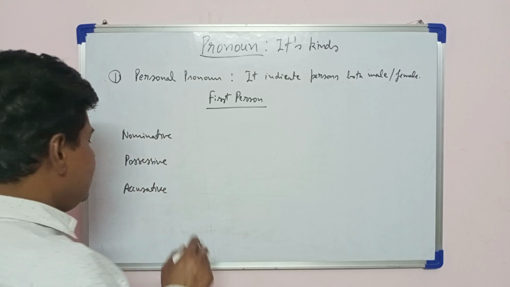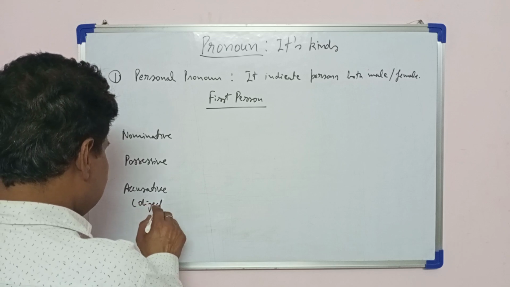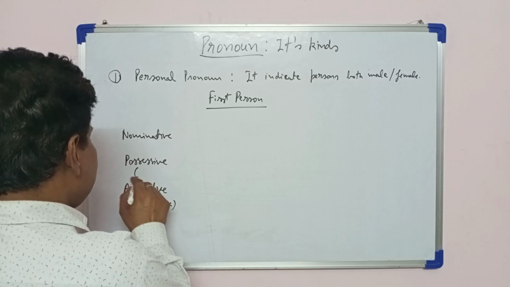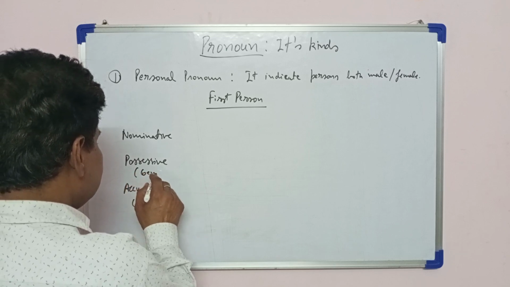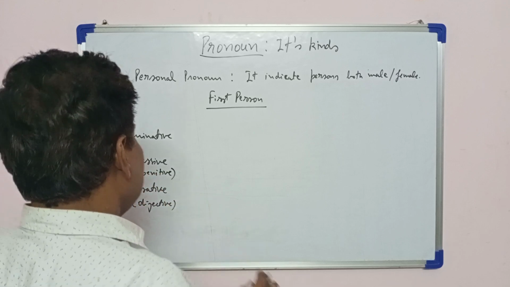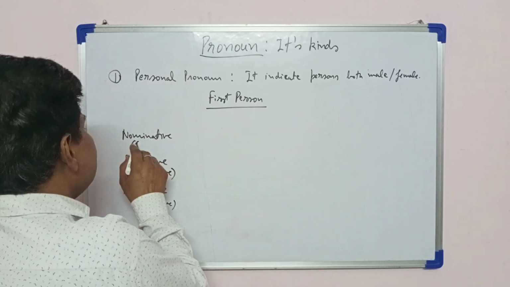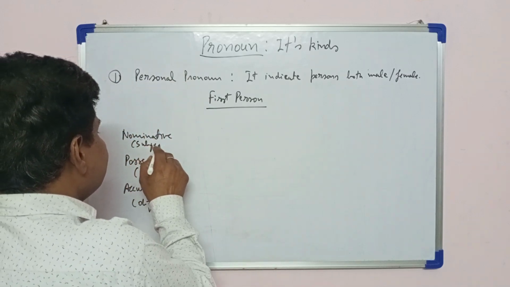Accusative is also called objective case, accusative or objective, possessive or genitive. Okay. There are three cases, and nominative is also called subjective. Okay.